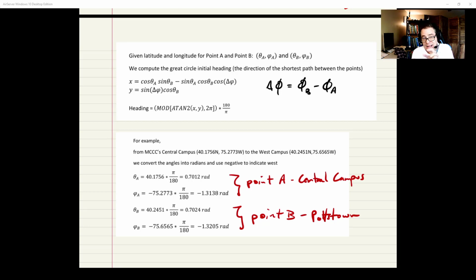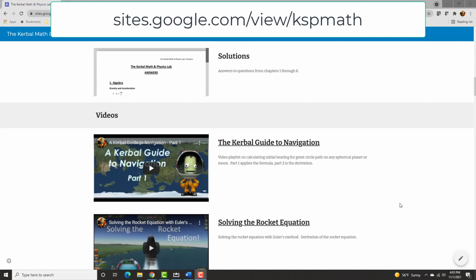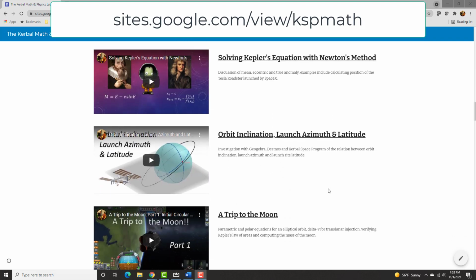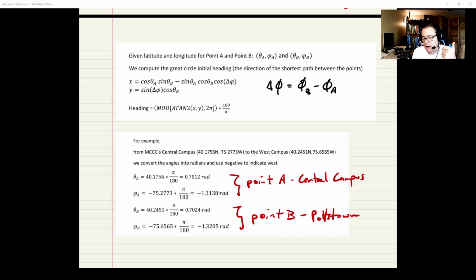I've already derived and applied these formulas in other videos using Kerbal Space Program, a game that's set on a fictional planet and a fictional solar system, and you can find more about the mathematics of navigation on any planet or moon at the website sites.google.com/KSP Math, where there are other examples and videos on the topic of navigation as well as other topics of aerospace, and a workbook that I've written on these topics. And the math here for navigation applies on any spherical planet or moon, regardless of the size of the planet or moon, and so it applies on Earth.